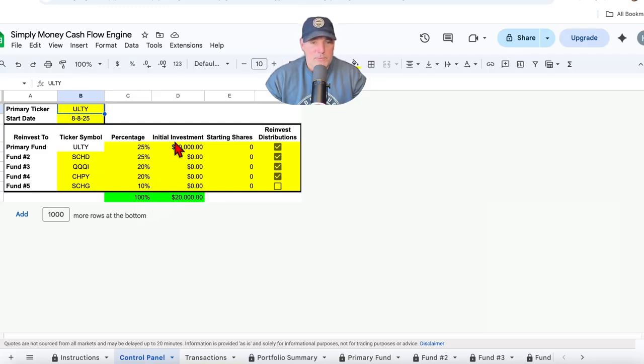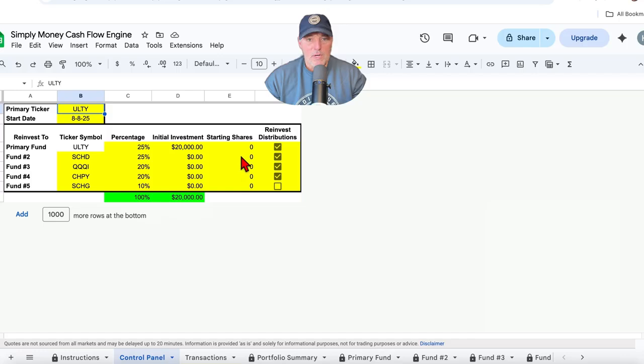Your initial investment, I'm starting out just using a $20,000 initial investment. You can go ahead and have initial investments in these other funds if you'd like. That's if you're making this initial investment at this date. Now, if you made it prior to that, say you're going to buy into Alti and then add to a fund you already have, you can put how many shares you had starting out. So say you had 1,000 SCHD shares, you could put that right here, and that will populate in the other tabs, and I'll show you that here in a minute.